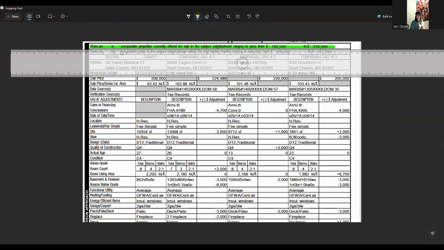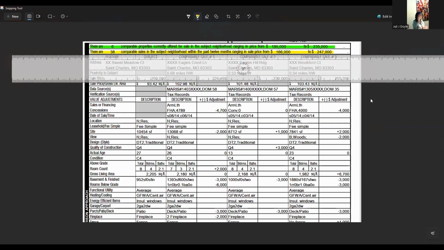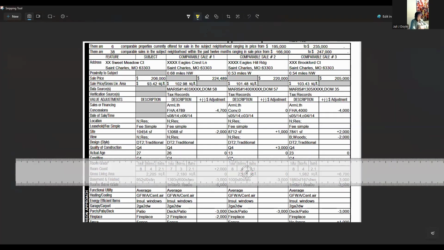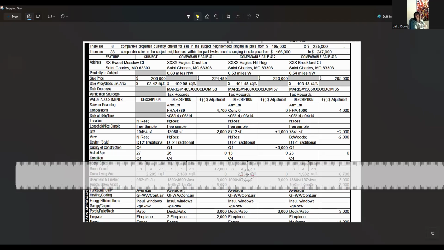So at the very top of the appraisal, 6 comparables are currently offered in the subject neighborhood for 195 to 235. And then 38 of them were 166 to 247 in the last 12 months. So I do want to tell you that the appraised value for this particular property is 206,000. I'm saying that just so that I can explain a little bit to you guys about comparables.